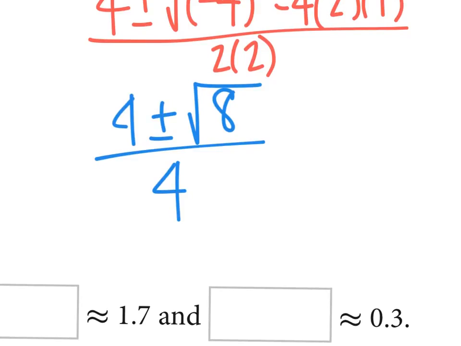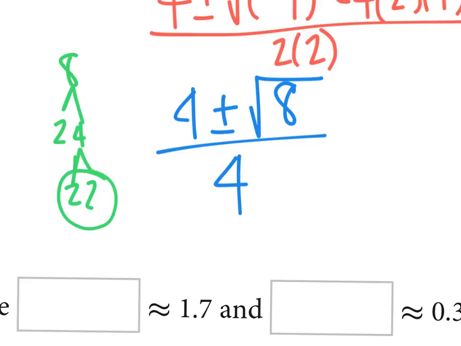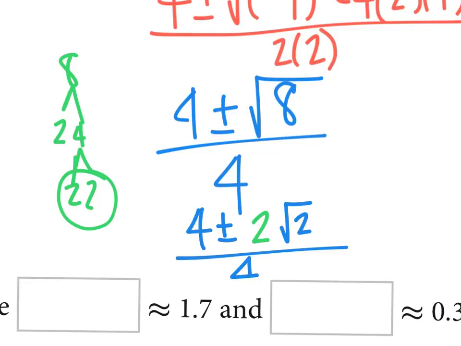Okay. So 8 is not a perfect square, but it does have perfect squares in its factorization. So even if you wanted to go through and prime factor 8, you get 2 and 4, which is 2 and 2. So notice I have a pair of 2's. So that pair goes outside. And then I have a 2 that didn't pair up, so it goes inside. So I have 4 plus or minus 2 square root 2 divided by 4.